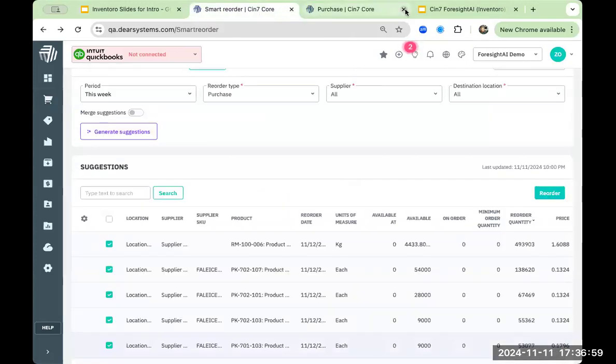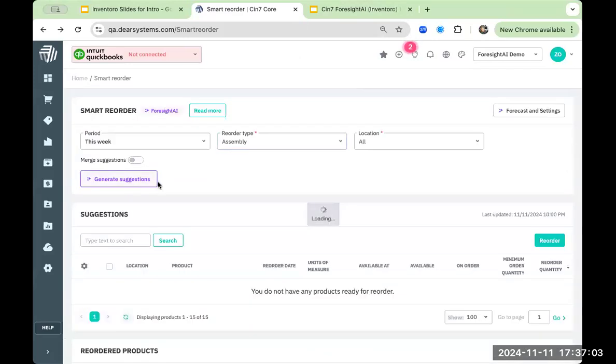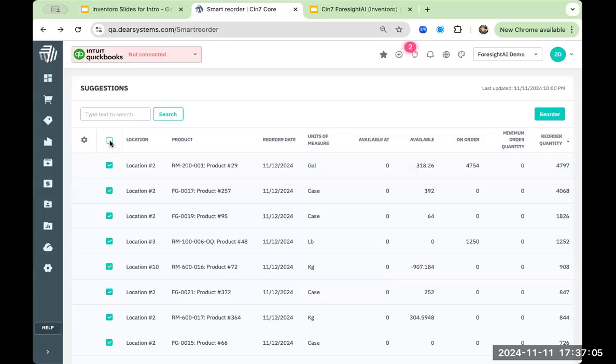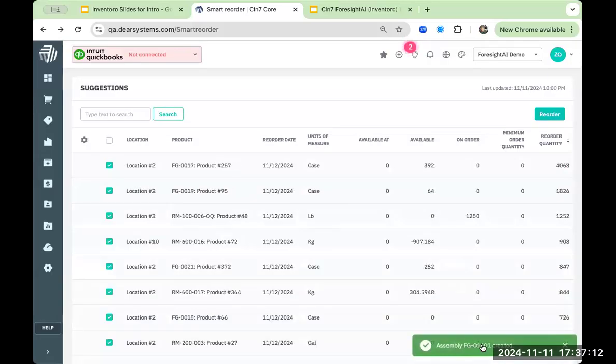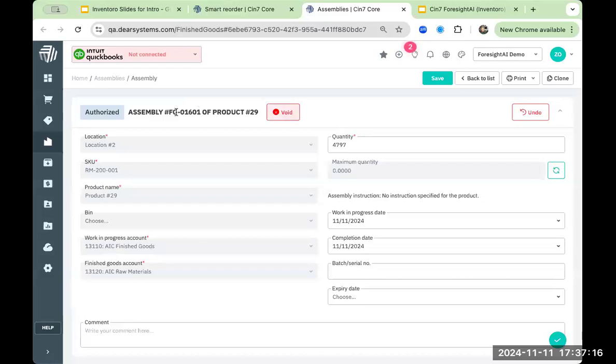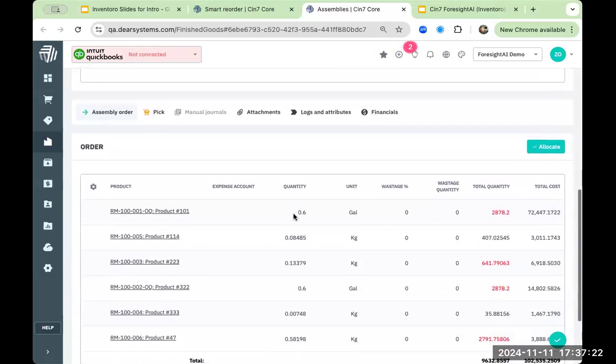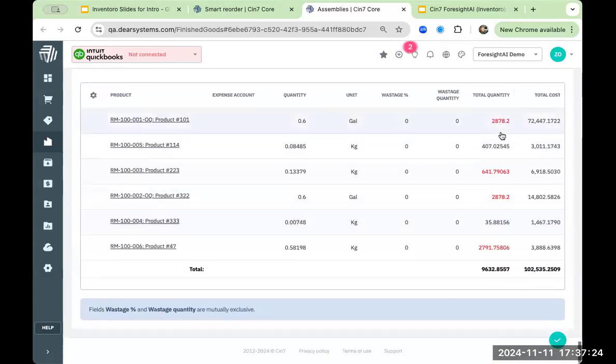It no longer lives in my smart reorder, which is great, but I do want to show you what assembly looks like for this week. So we'll go ahead, it will show everything. I'll click that, I'll unclick that so I can just click on one, reorder. And now my assembly job is created. And if I click on assembly, I can void it. It's authorized, so it is going to show in progress date, completion date. But essentially it's going to follow that assembly throughout the whole job and it'll show us what quantity is available, etc.